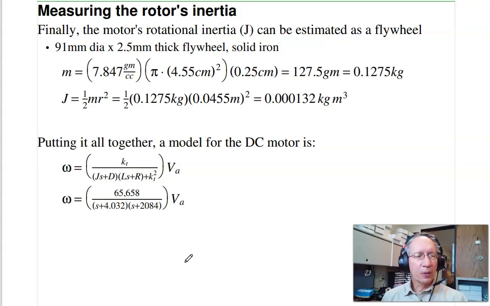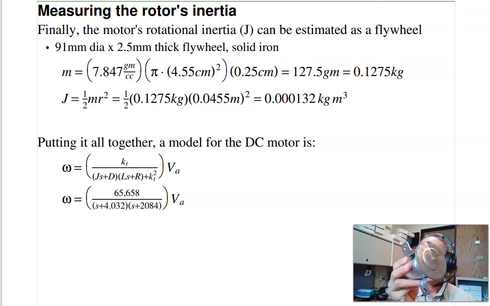To measure the motor's inertia, that gets a little bit trickier. The motor that I'm using has a flywheel attached. That's pretty much almost all the inertia that you're going to see. So if I just model that flywheel, the density of iron times the radius times the thickness gives you 0.1275 kilograms. That's how much my flywheel weighs.